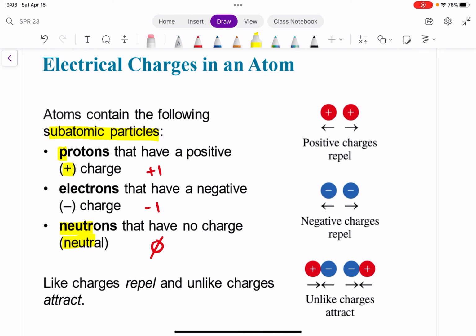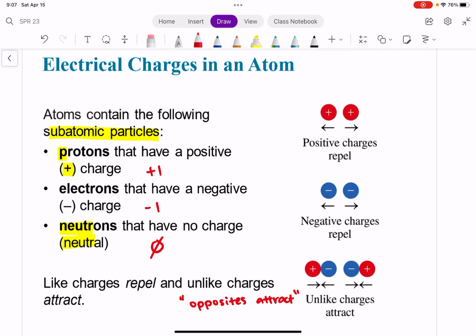All right, so like charges repel and unlike charges attract, or you could also think of that as the common phrase opposites attract. If you've used a set of magnets before, and you've tried to push together two of the same charge or two of the same sides of the magnet, you'll feel that tension because they're repelling each other. Two like charges don't want to be next to each other, right? They want to be as far apart as possible. That's just something that we observe in nature.